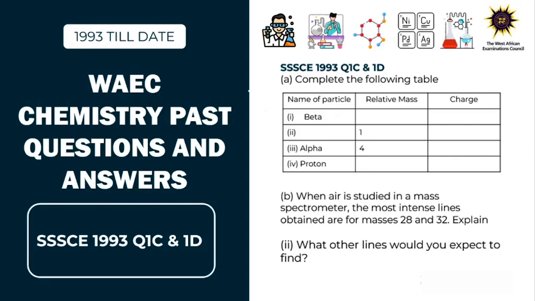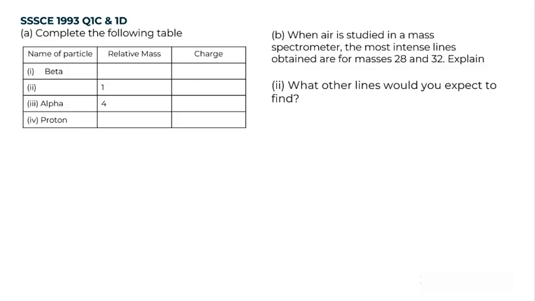In today's video, we want to look at WAEC chemistry past questions and answers, specifically the SSCE 1993 question number 1C and question number 1D for chemistry. Right, so without further delay, let's begin.